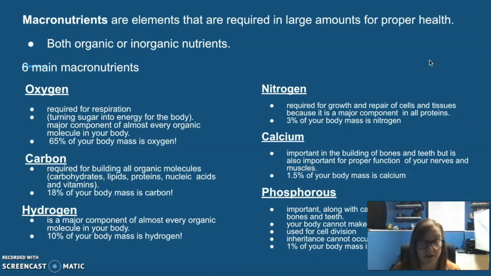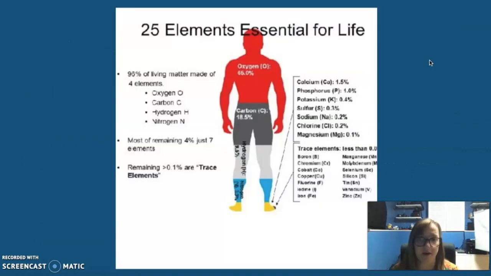Inheritance, so like our genetics, our DNA passing down of molecules, cannot happen without phosphorus. It's about 1% of our mass. So again, this is another image that you can look at on your own, which shows how much we have in our body of each one.